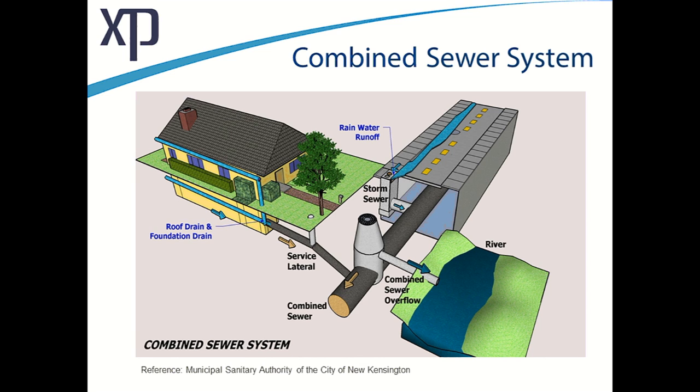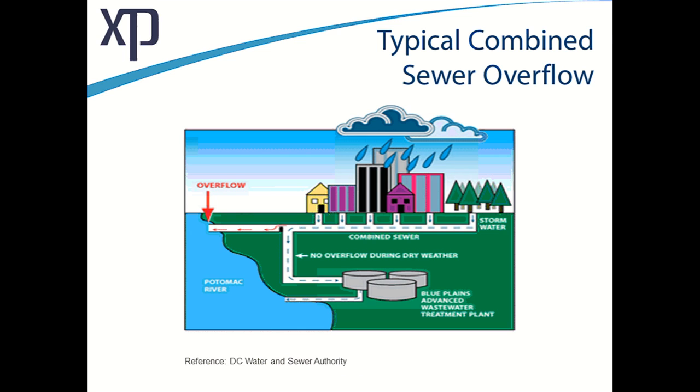In fact, my next slide shows an example of a community that has a combined sewer system. You can see the stormwater goes in during dry weather flow. This is from the Washington, D.C. area. The water goes to the Blue Plains Advanced Treatment Plant and gets treated and gets released. During wet weather flow, the water gets high enough and it flows out into the Potomac River.